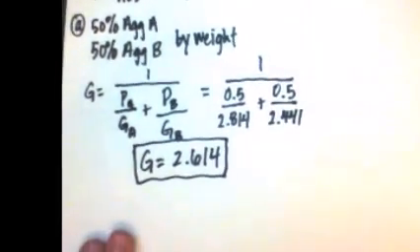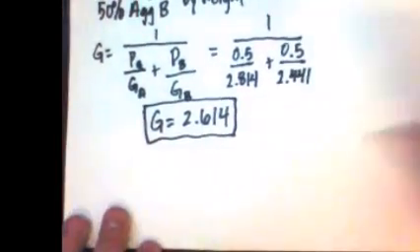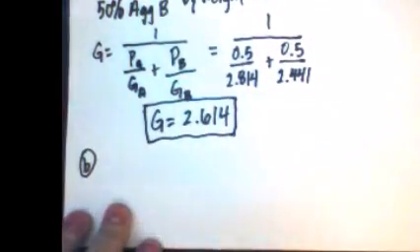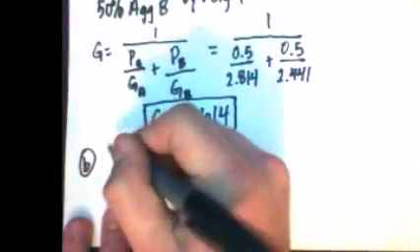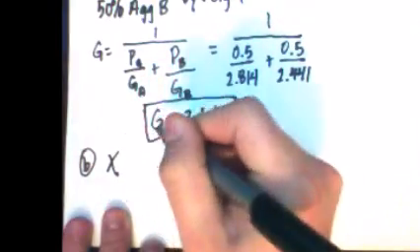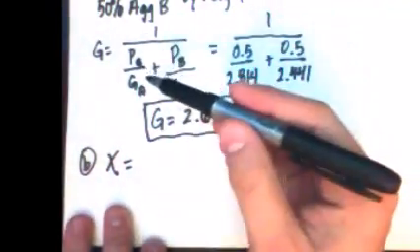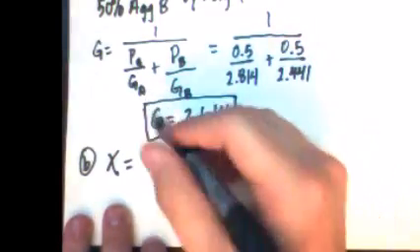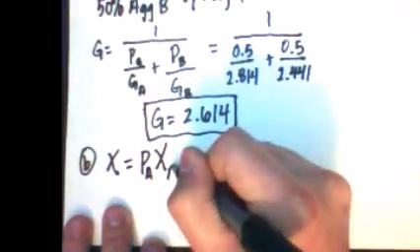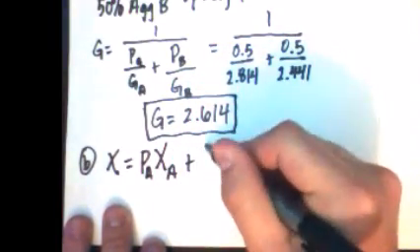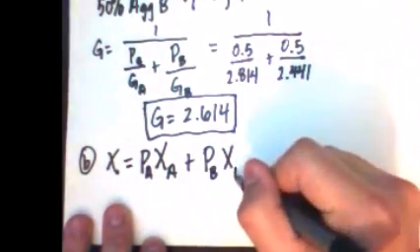And then the second part is to solve for the absorption. So part B, the absorption is pretty straightforward. Absorption in the equations is a capital X. And all we're going to do is multiply the same decimal fraction by weight of the aggregate, so PA, times the absorption of A, plus the decimal fraction of the aggregate by weight of B times the absorption of B.